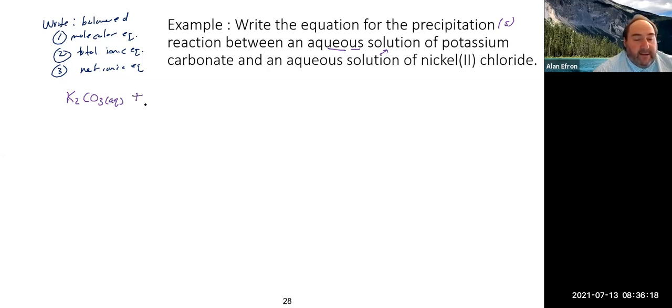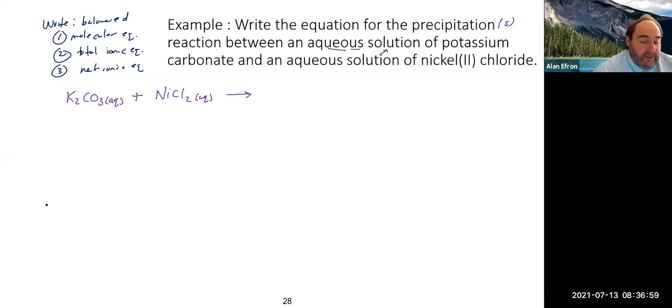And we're going to react that with an aqueous solution of nickel(II) chloride. Nickel Roman numeral 2 means nickel has a +2 charge. Chloride is a -1. So when you properly put that together, you are looking at NiCl2. Again, if they didn't tell us it was aqueous, we would know it is because we see chloride. Chloride is soluble in everything except for silver, mercury(I), and lead, and that's not the case here. So we do know that it is going to be aqueous.